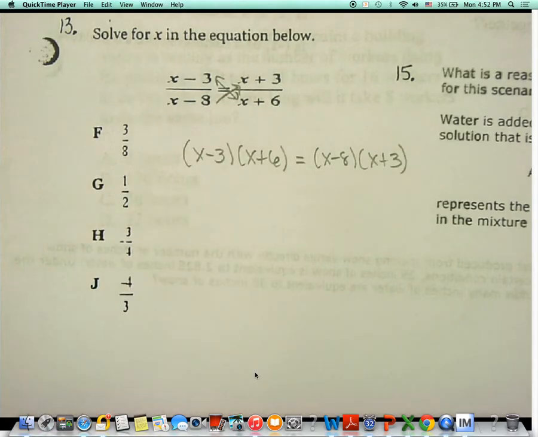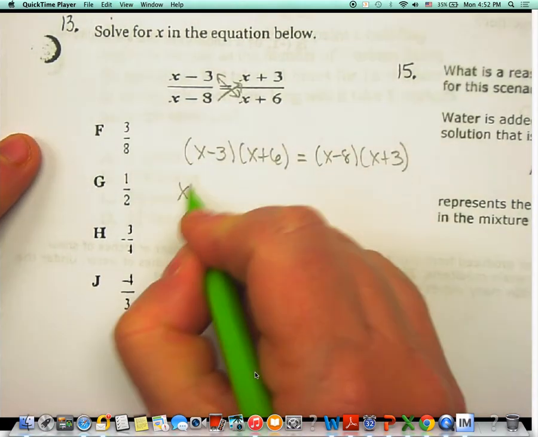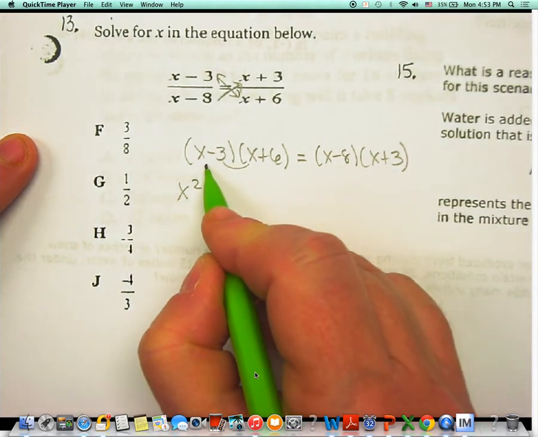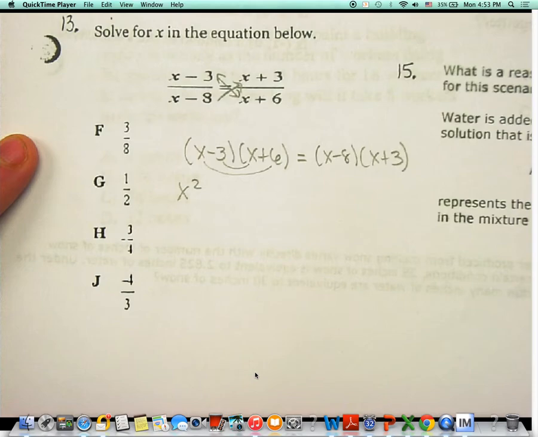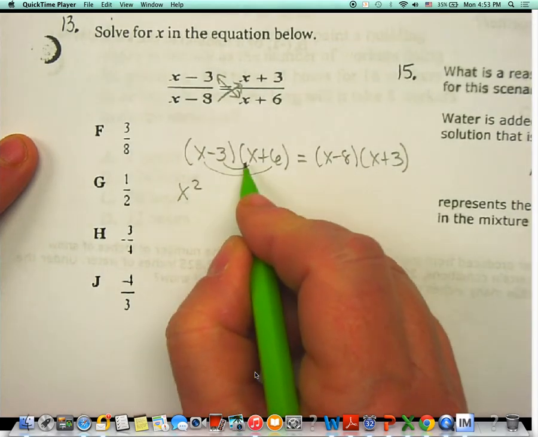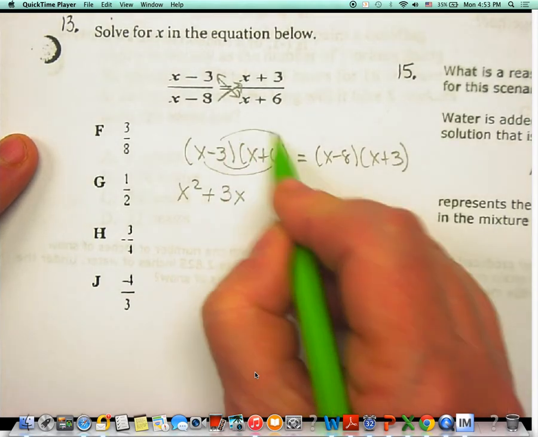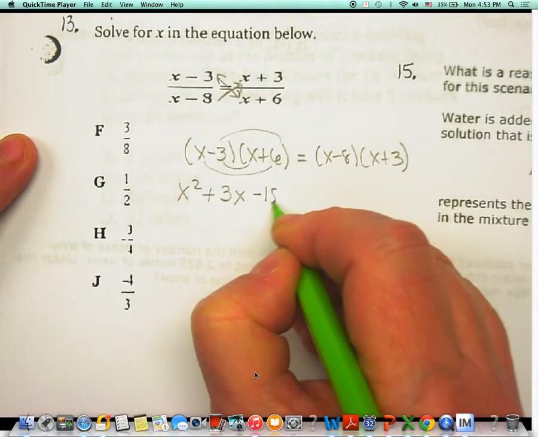Okay, so we're going to multiply x times x would be x squared. And then we have the inside terms, which is negative 3x, and the outside terms, which is positive 6x. Negative 3x and positive 6x is positive 3x. Then negative 3 times 6 is negative 18.